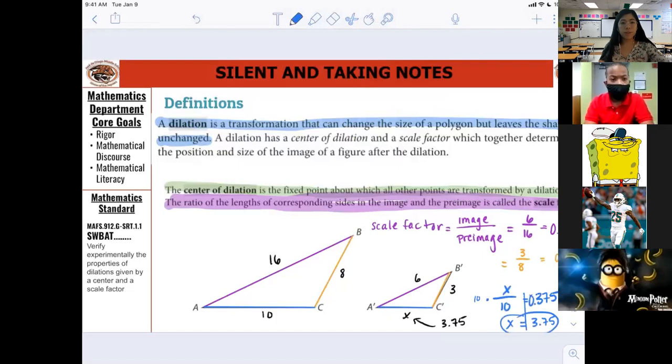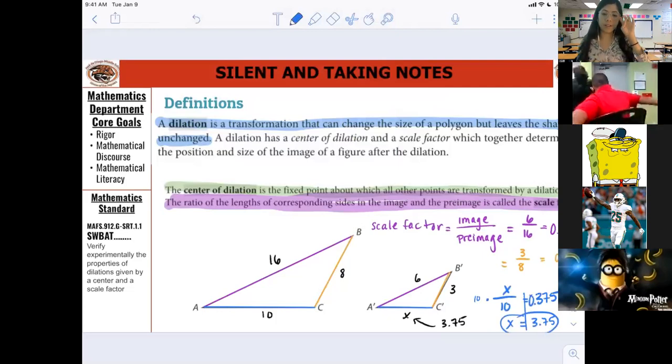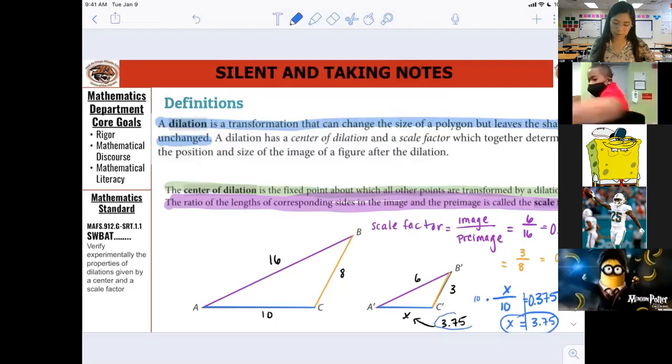So once you know the scale factor, if it's a dilation and there is a scale factor, then you can find the length of any missing side based on that scale factor. So questions on that? We'll do a few examples in a little bit, but that's how we got 3.75.